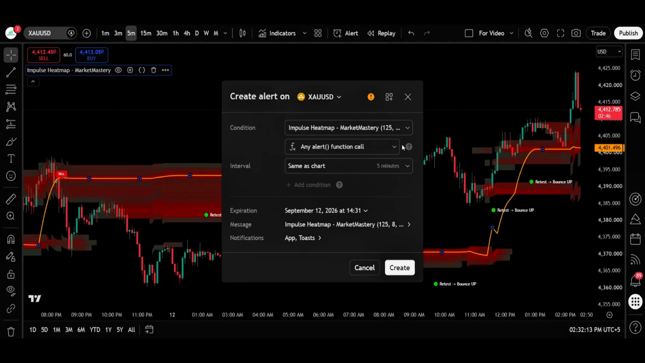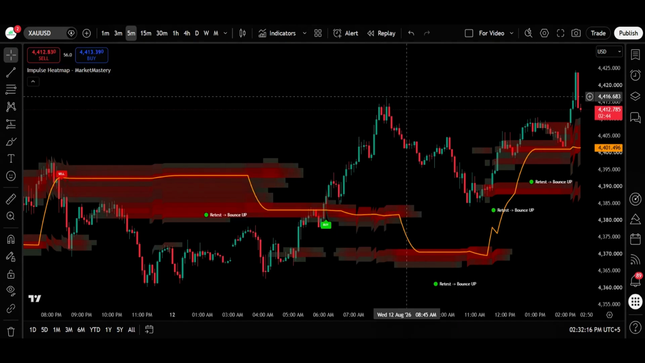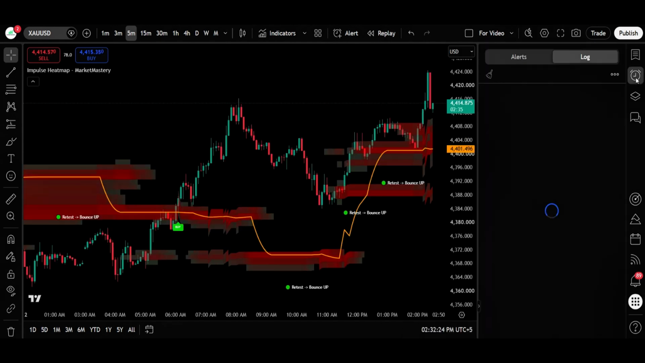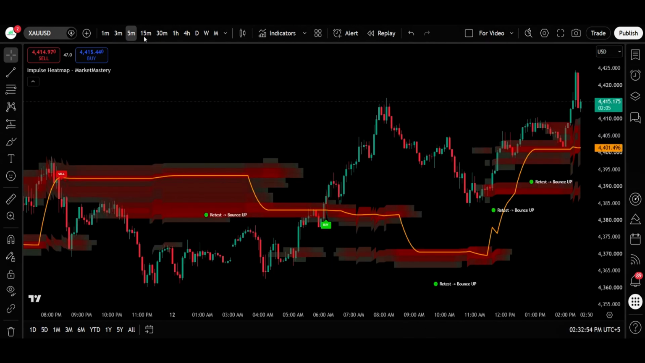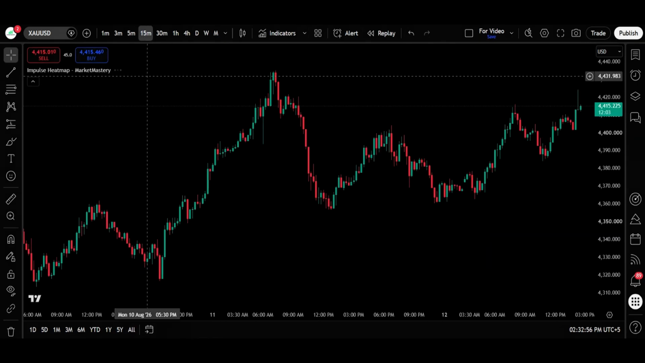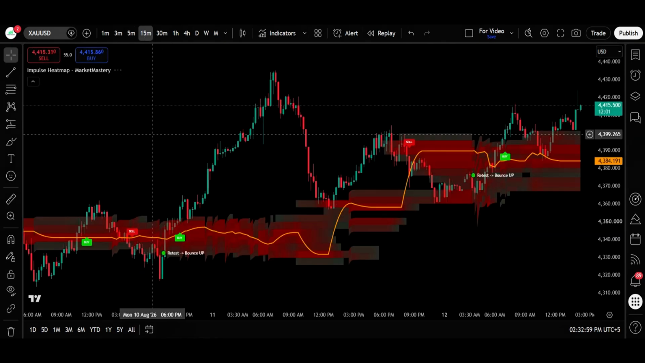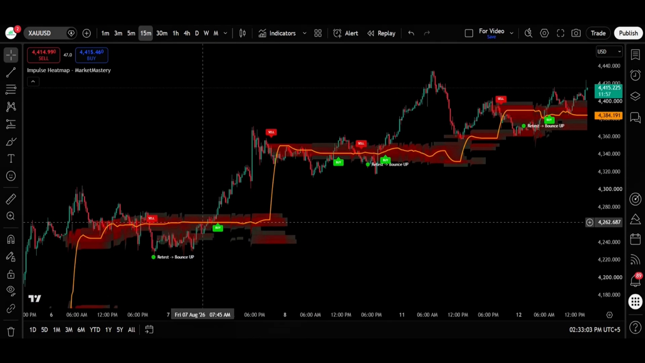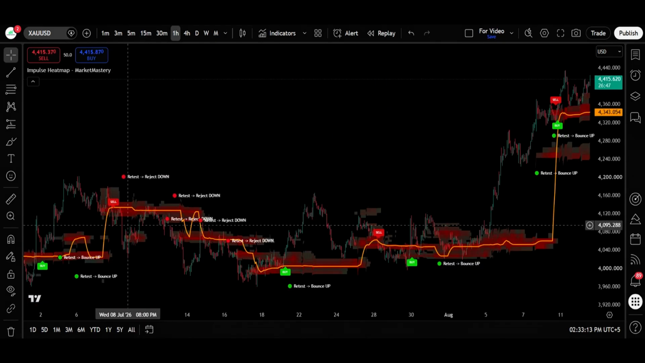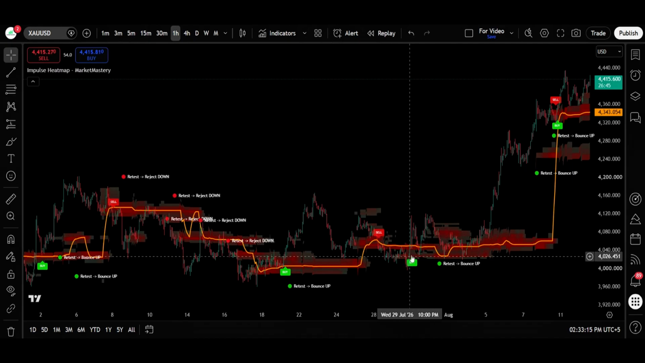If you are using TradingView on a desktop or browser, the notification will appear under your Alerts tab. If you have the TradingView mobile app installed, you will also receive push notifications directly to your phone. This indicator works across all time frames. Higher time frames like the 15-minute, 30-minute, or 1 hour allow you to catch massive market trends, such as this sell trade that captured over 1,000 pips.